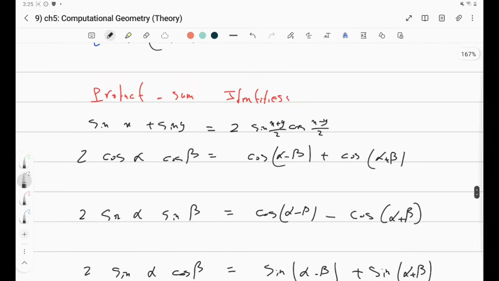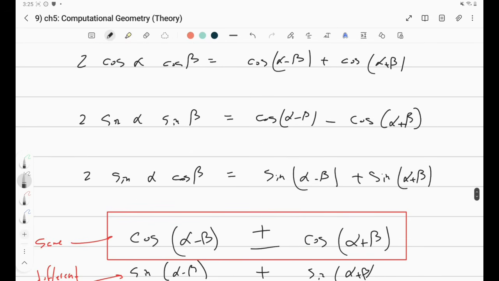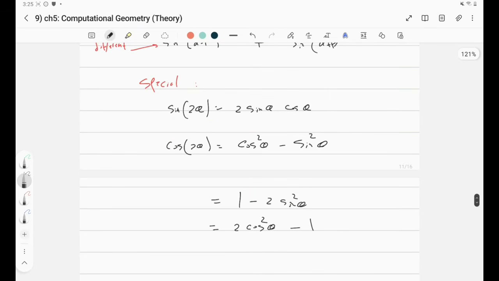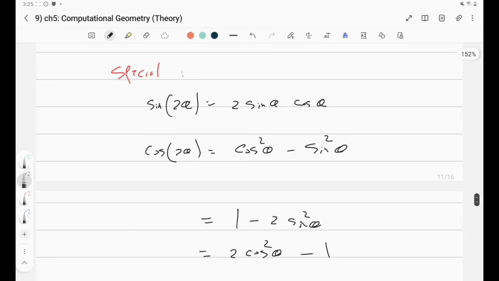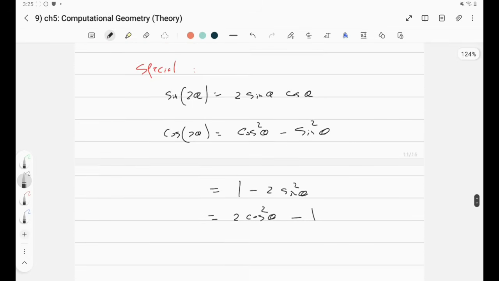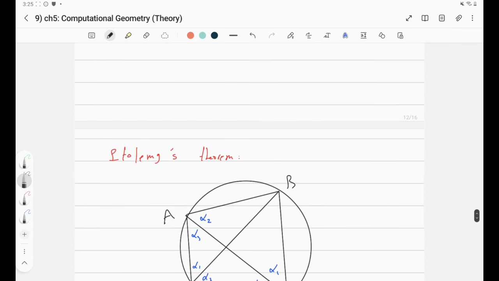When you have a sum and you want to turn it into a product, just make it alpha plus beta and alpha minus beta, and figure it out just like our first line here. If it was a product, we already considered how to do it. Remember these, like sine 2 theta and cosine 2 theta, the double angle. Not a big deal, you can always derive them.